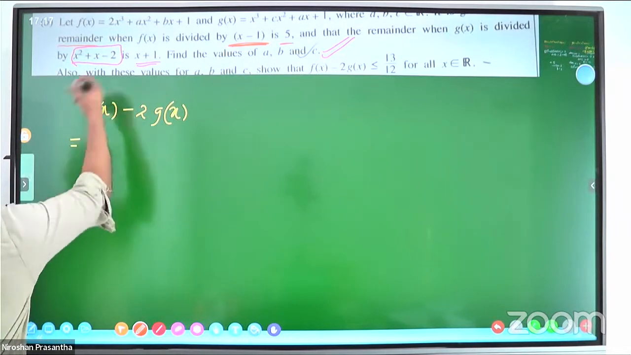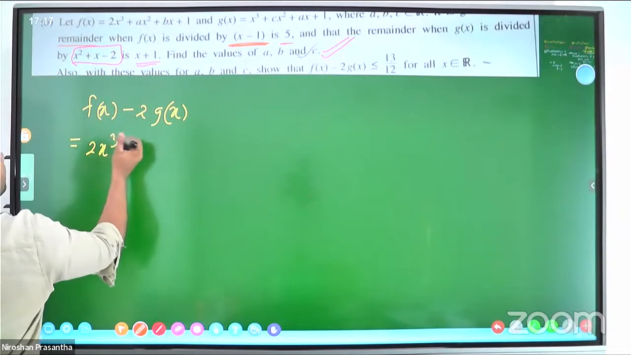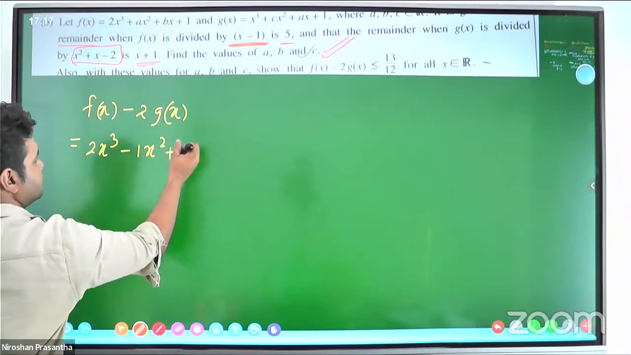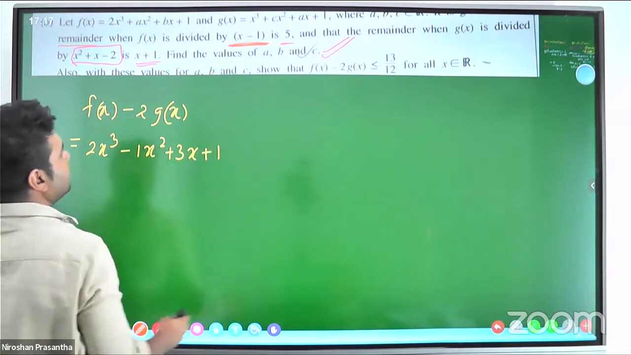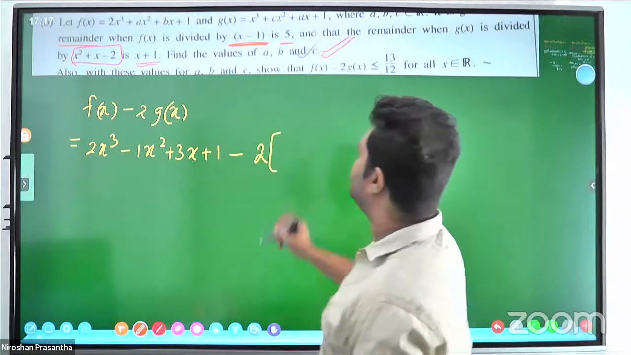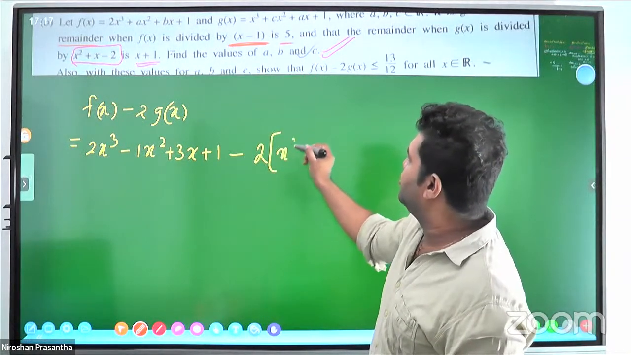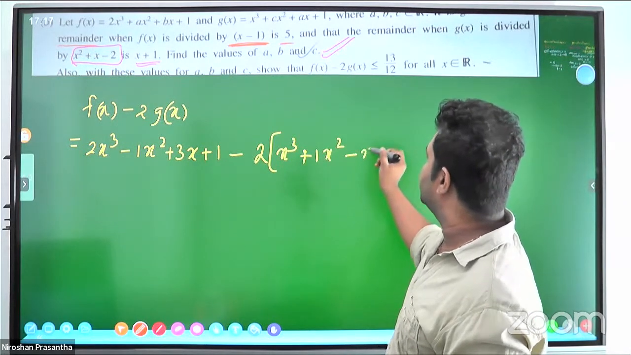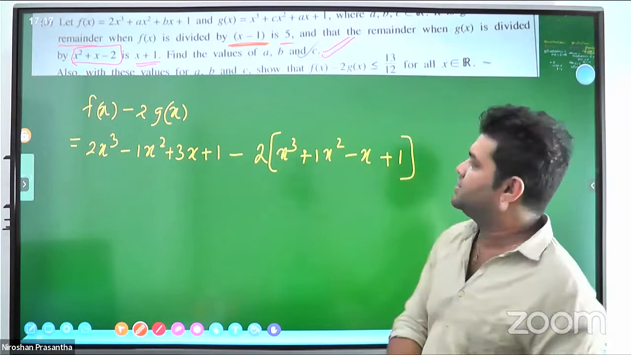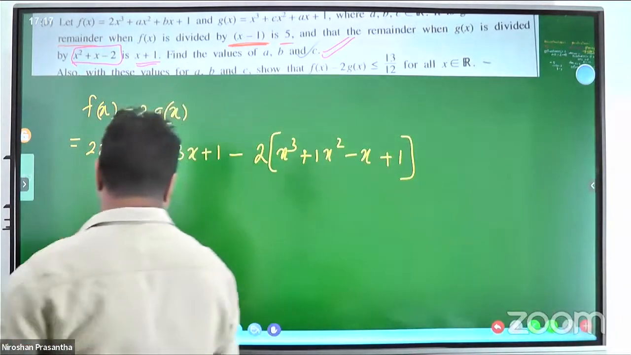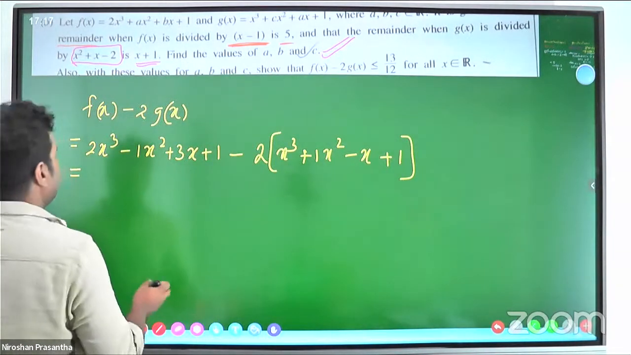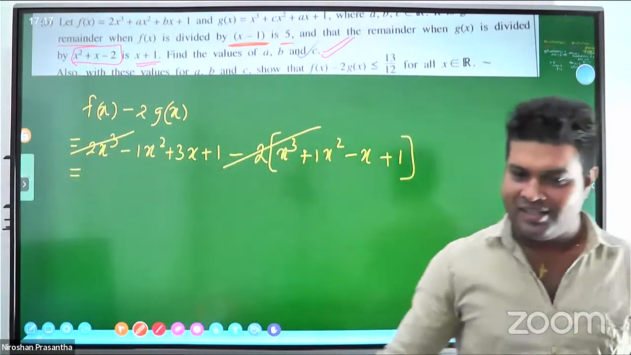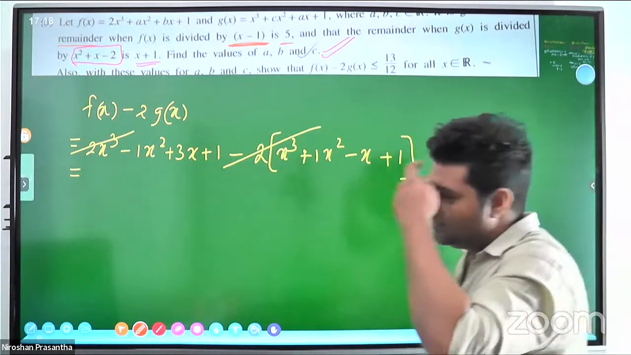What is f(x)? 2x cubed plus (a minus 1)x squared b plus 3x plus 1, minus 2 times g(x), which is x cubed c plus (1)x squared a minus x plus 1. Like this you have to subtract. The 2x cubed and 2x cubed are going to cancel.